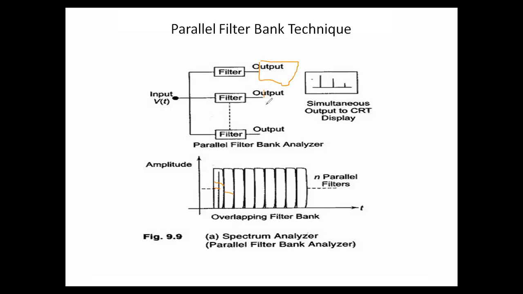Okay, for this filter output we will connect a detector. Like this, the number of detectors will be used here, and this detector is D1. This is D2. Like that, we have n number of detectors. So all these detector outputs will be connected to a CRT screen.